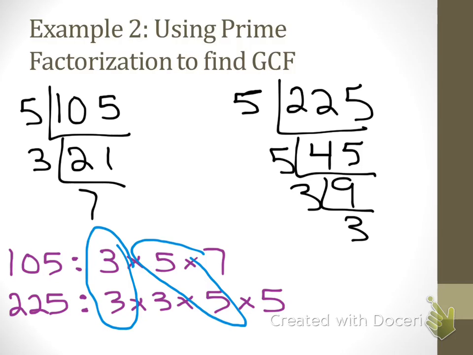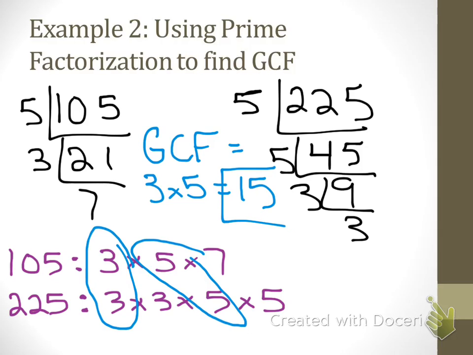For each one, you're going to list it once in the GCF. So GCF equals 3 times 5, which is 15. And that's our final answer. Okay? So GCF is 15. How do we find that? We did prime factorization of both numbers, listed off the prime factors, identified the common numbers. The numbers in common, if there's more than one, multiply them together, and you have your answer.